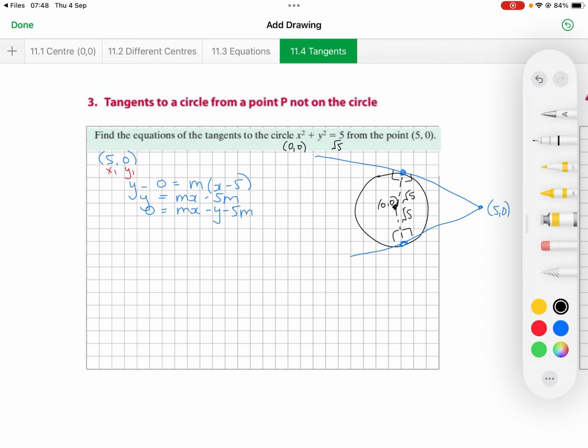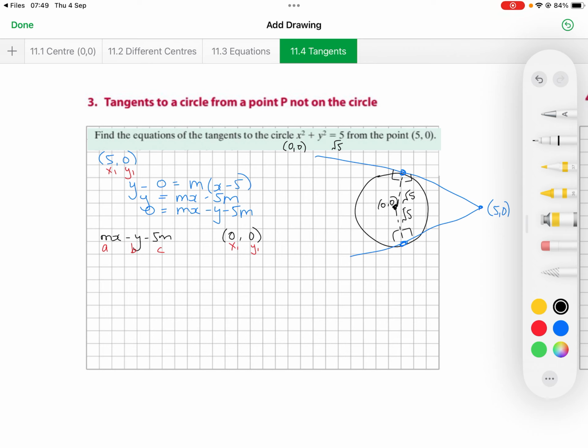So I know that my line is just mx minus y minus 5m equals 0. So that's going to be my a, b, and c. So a is m, b is minus 1 because that's what's in front of the y, and then c is minus 5m. And the point, so I know this line, and these are the blue lines in the diagram, are root 5 units away from the centre. So my centre is my point. So that's my x1, y1.